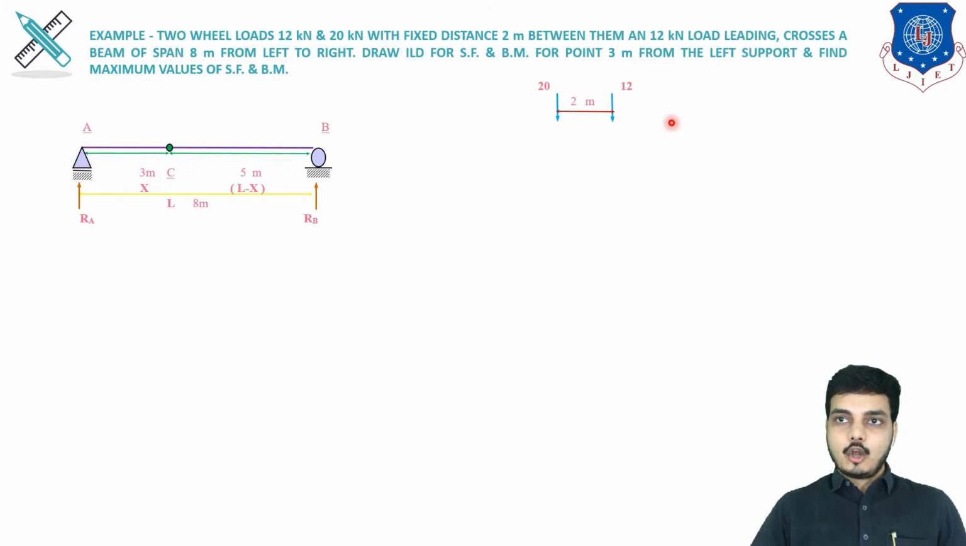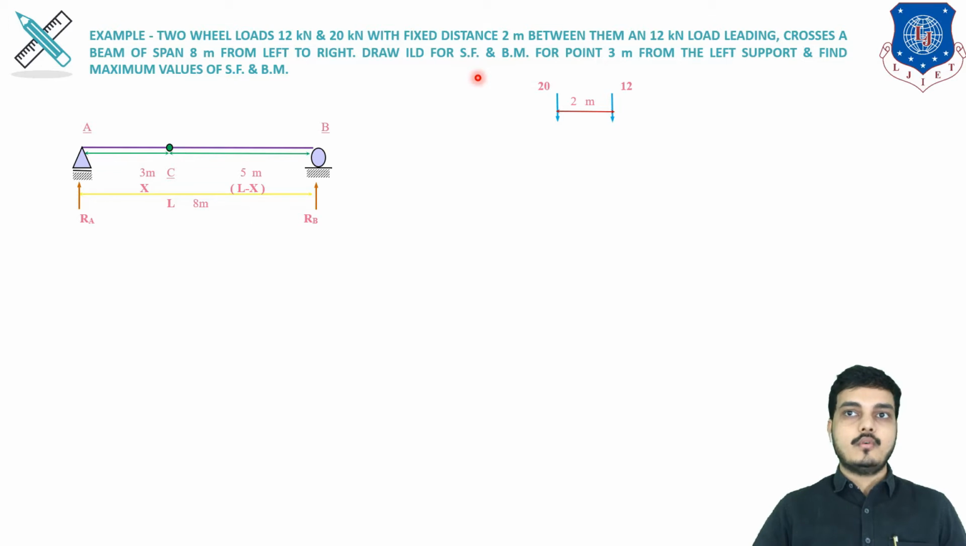Now it crosses from left to right, which means it is traveling. It is a moving load, traveling from left to right, from A to B, in which the 12 kilonewton load is leading. Now draw ILD for shear force and bending moment only. Here it has only been asked for ILD for Vx and Mx, not for Ra and Rb. So whatever is asked, we will do only that.